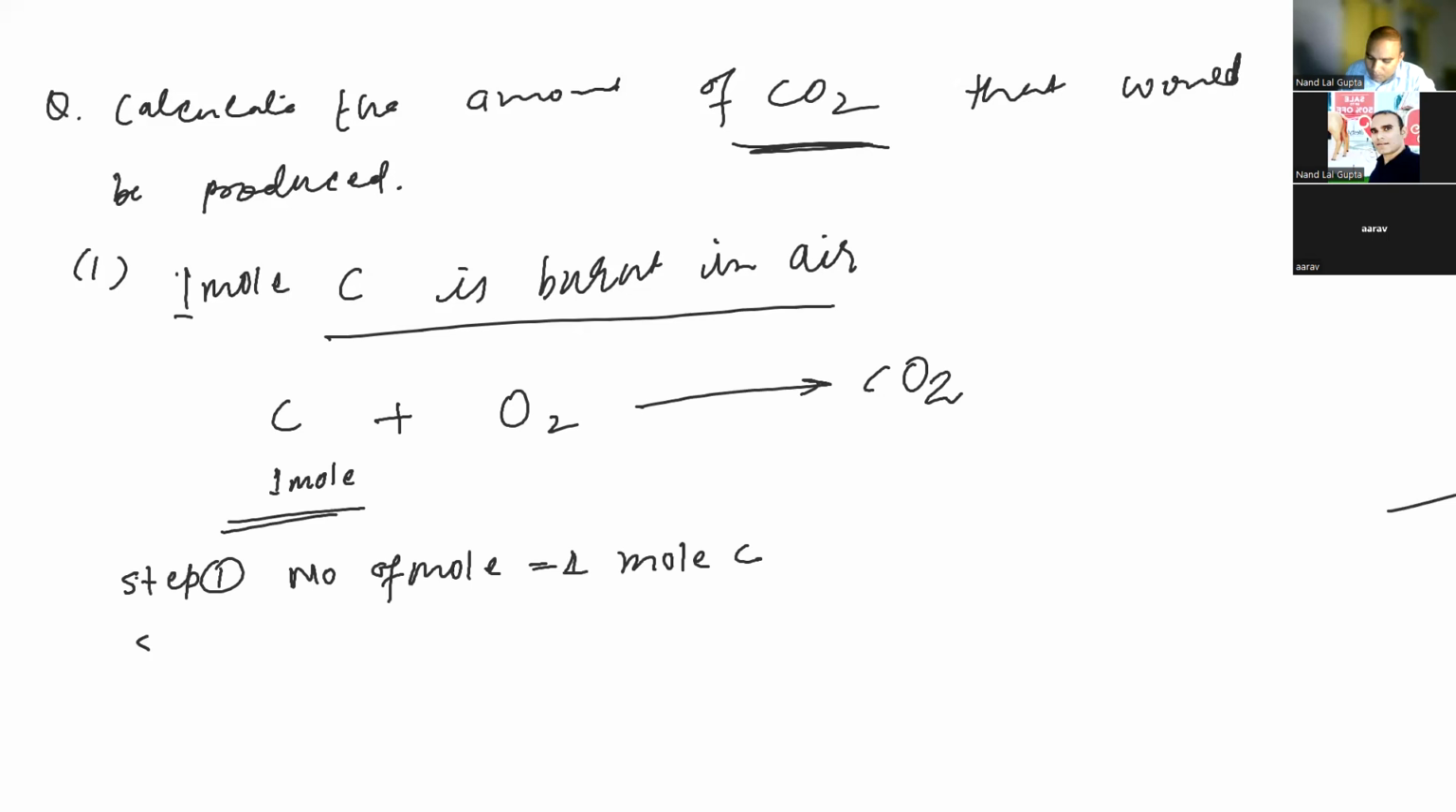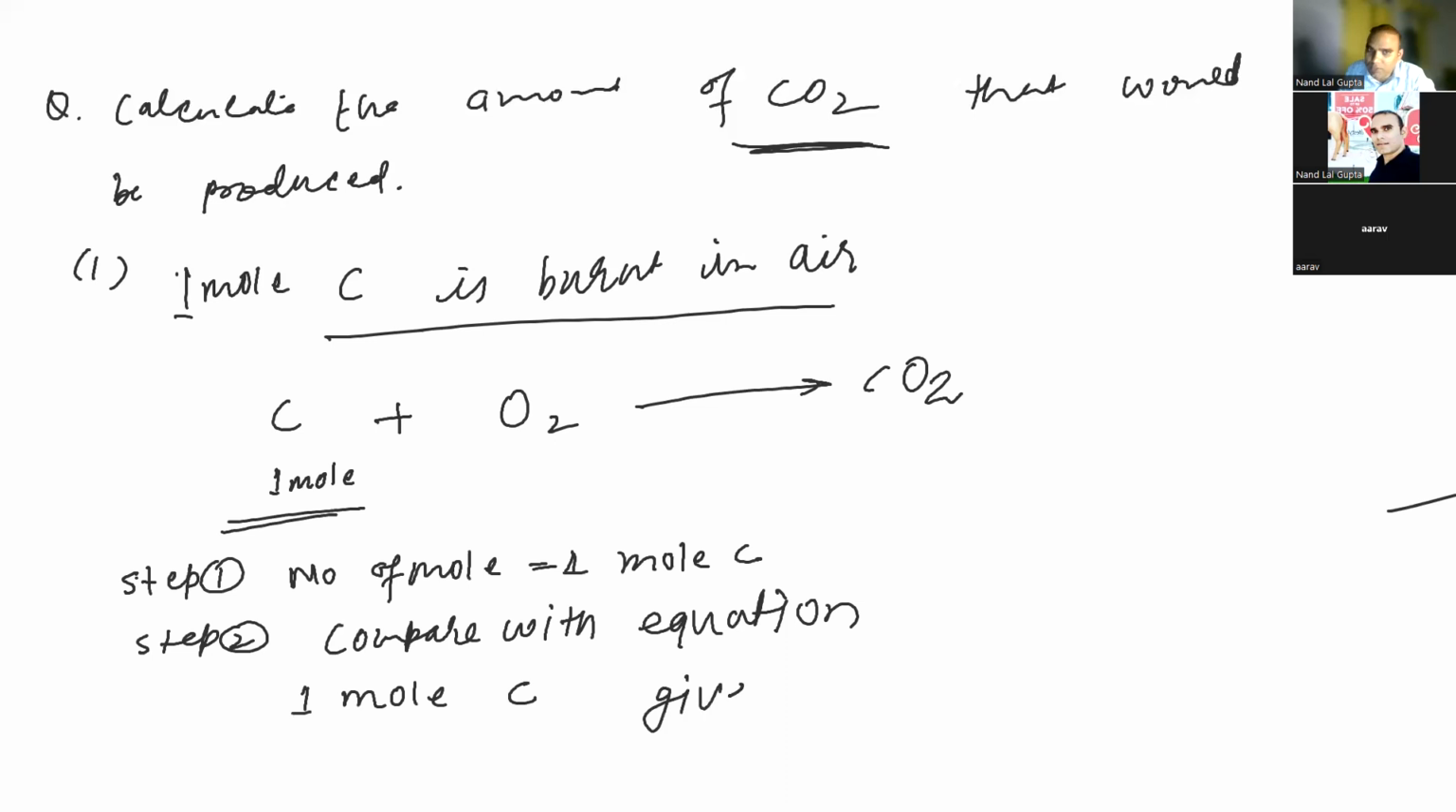Now step number 2: compare with the equation. So what does the equation say? 1 mole of carbon gives how many moles of CO2? It gives 1 mole of CO2. How can I say this? Because here nothing is written, which means 1, and here nothing is written, which means 1. According to the coefficients, stoichiometry, 1 mole of carbon gives 1 mole of CO2. Is it okay, Arav? Yes, sir.